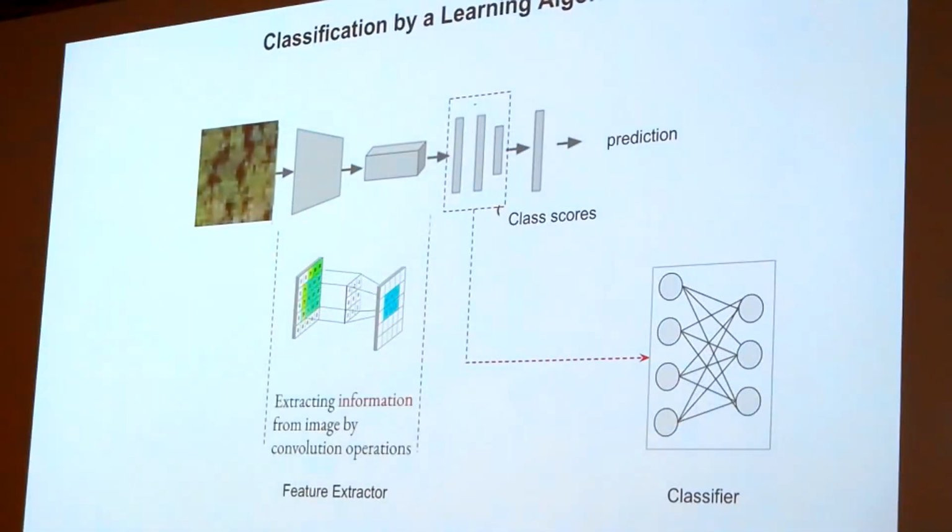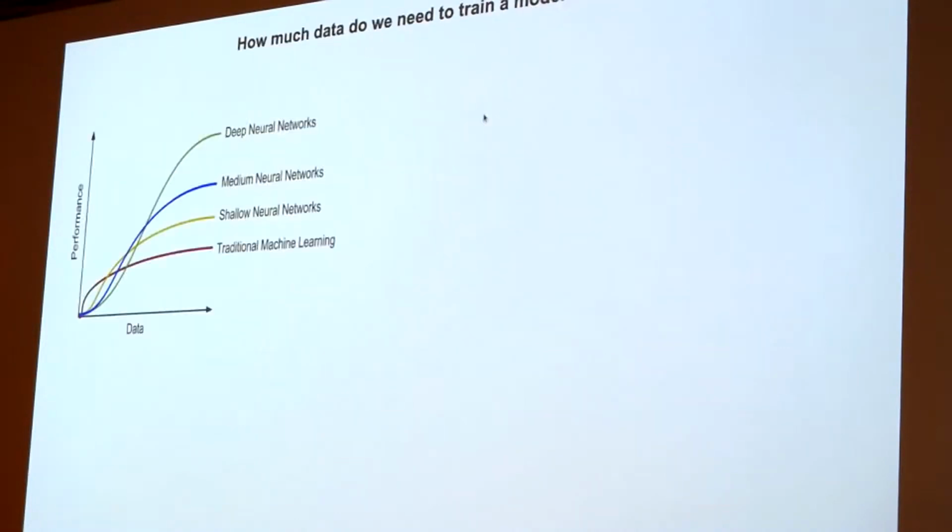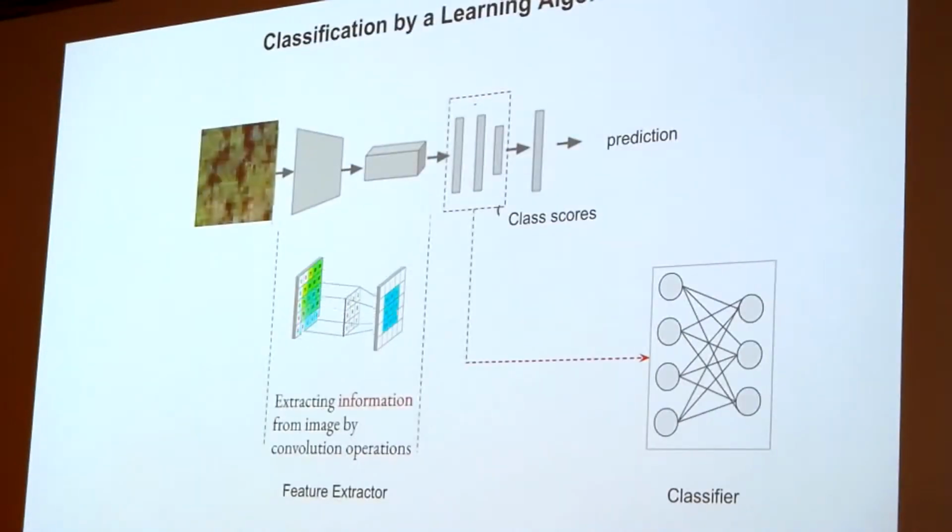Okay, so classification by a learning algorithm. So, okay, the image is coming here. This is the convolution part. We apply convolution operations, and then we apply pooling, and then transfer to the classifier part, and then get class scores, which are like predictions. So this convolution, as you see here, as I explained in the previous slides as well, extracts information from images. We can call this the feature extractor part. And then we have a classifier part, this classifier head.